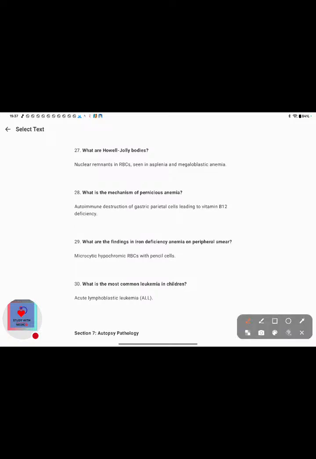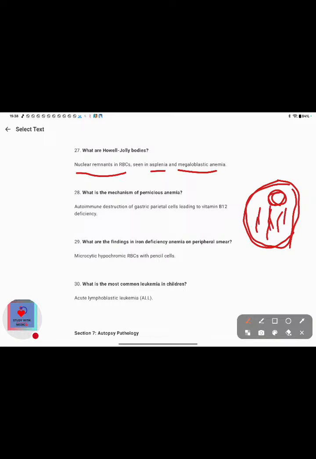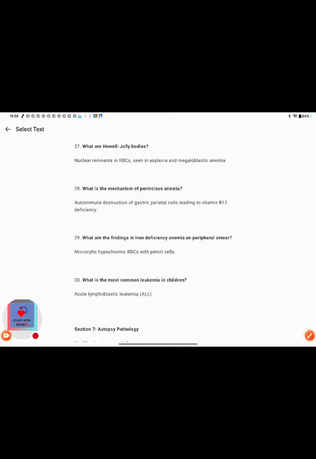What are Howell Jolly bodies? This is important. These are the nuclear remnants in RBCs, seen in asplenia and megaloblastic anemia. Megaloblastic anemia is because of the deficiency of folic acid and vitamin B12. The cytoplasmic growth is there, but the nucleus is not able to form properly. Because of that, there are some nuclear remnants in RBCs. That is called Howell Jolly bodies.